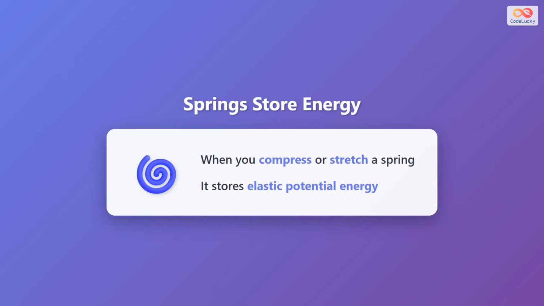Springs are perfect examples of elastic potential energy in action. When you compress a spring by pushing it together or stretch it by pulling it apart, the spring stores elastic potential energy. This stored energy is ready to be released when you let go of the spring.